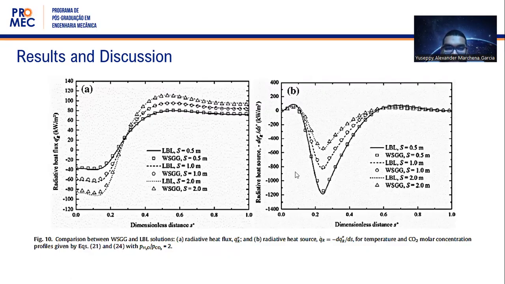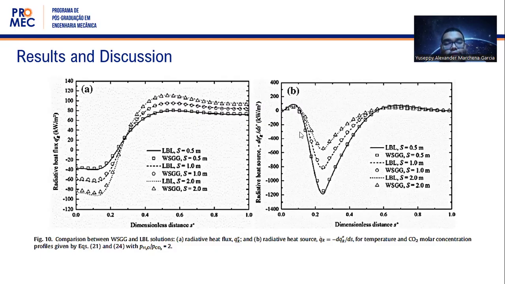In figure 10V, we can indicate that the volumetric source reaches its maximum at the location of maximum temperature and concentration. We can see here the maximum of this figure. It has the maximum value at the location of maximum temperature and concentration. The agreement between WSGG and L by L remains very good.